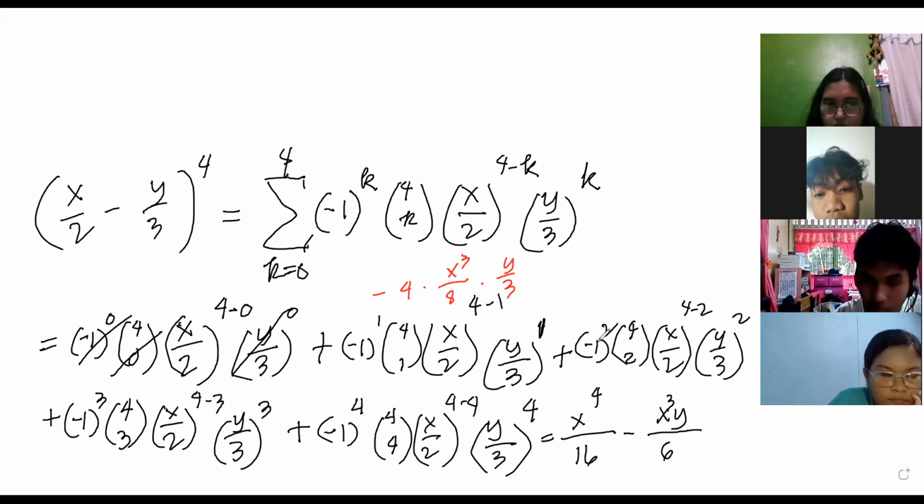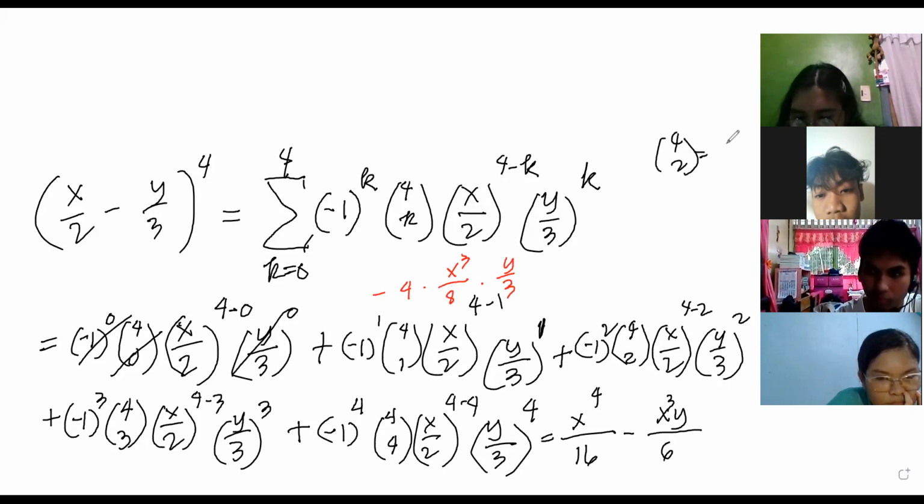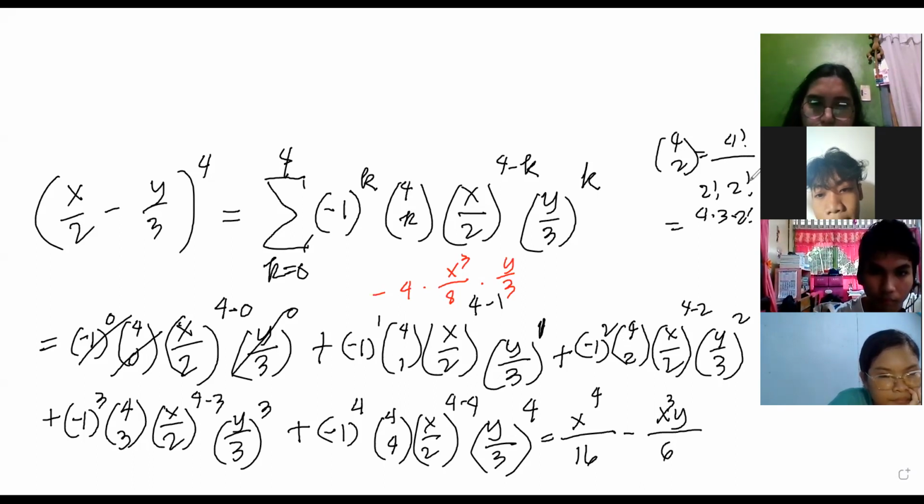Next is even. So it is positive 1. What is 4 taken 2? 4 taken 2 is 4 factorial over 2 factorial times 4 minus 2 factorial, which is 2. So it is just 4 times 3 times 2. I stopped at 2 factorial because I have 2 factorial below, so I can cancel the other 2 factorial. It will be 1, it will be 2. So your answer is 6, right? Agree? So this portion is positive 6.